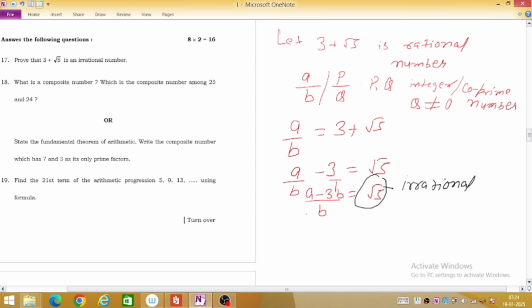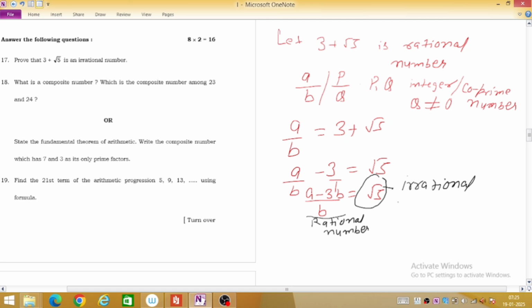Tell me, you let this be a rational number and this is an irrational number. How is it possible? Rational number and irrational number, how can both be equal? This is not true. This is false, because we all know very well the square root of 5 is an irrational number.